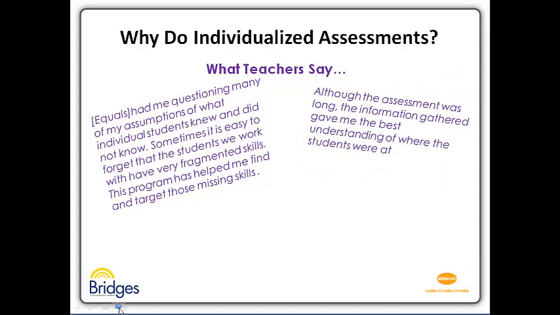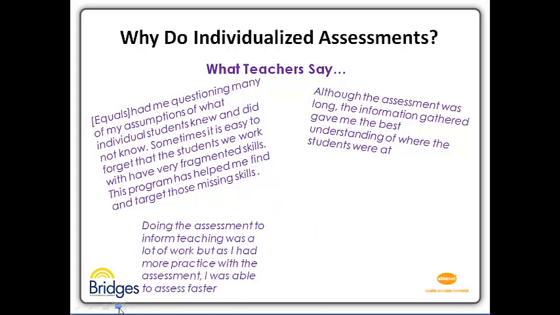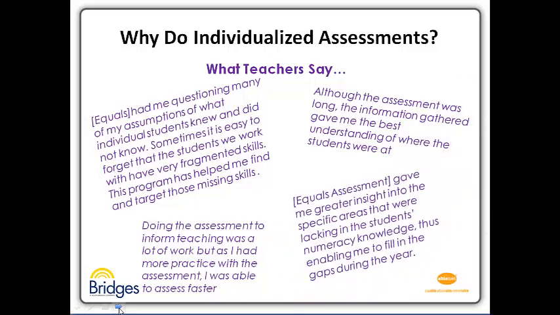Another teacher said, although the assessment was long, the information gathered gave me the best understanding of where the students were at. Doing the assessment to inform teaching was a lot of work, but as I had more practice with the assessment, I was able to assess faster. And finally, another teacher said, Equals assessment gave me greater insight into the specific areas that were lacking in the students' numeracy knowledge, thus enabling me to fill in the gaps during the year.